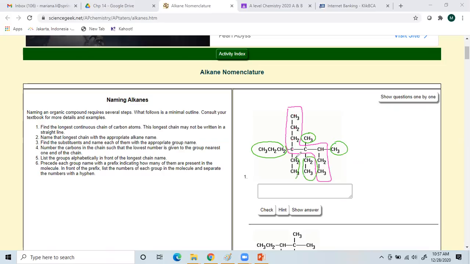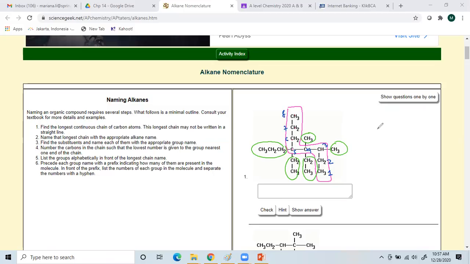This, and this. Okay. Now give number for the longest chain. I should start from below. Yeah, I should start from here, because the branch should attach to the lowest C. 1, 2, 3, 4, 5, 6, 7, 8.